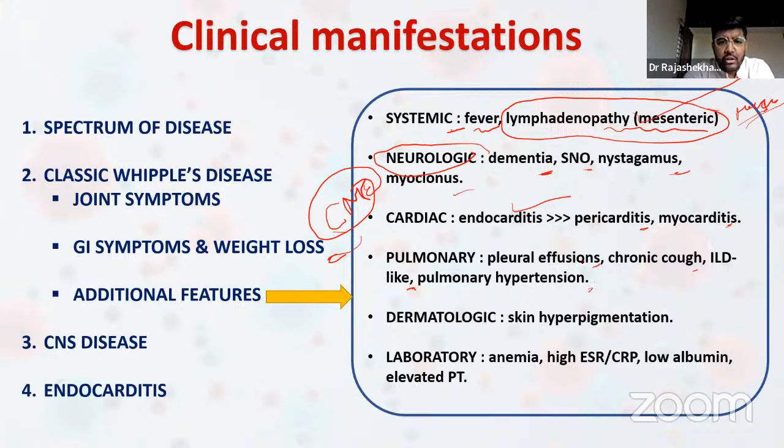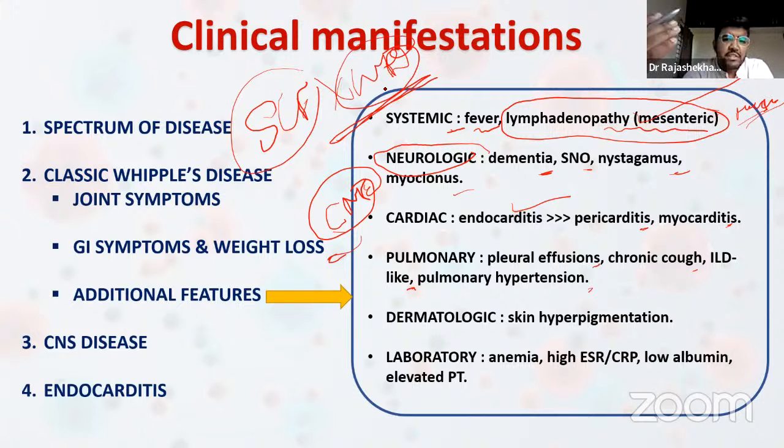Actually SLE and Whipple's are very, very similar diseases. Just Whipple's disease is an infection, so you need to give antibiotics. SLE is an autoinflammatory condition, so you need to give immunosuppression. So many times the patient might be receiving wrong treatment in the background of a wrong diagnosis. So the suspicion should be very high to diagnose Whipple's disease. Only if you know this particular disease can you suspect it in the patient.